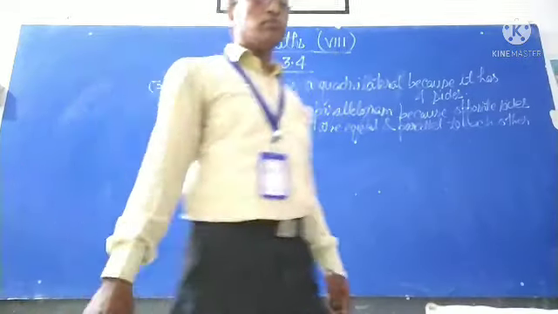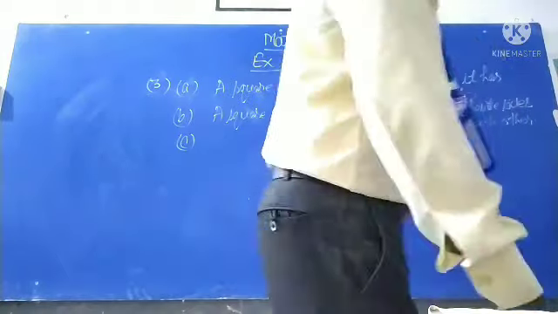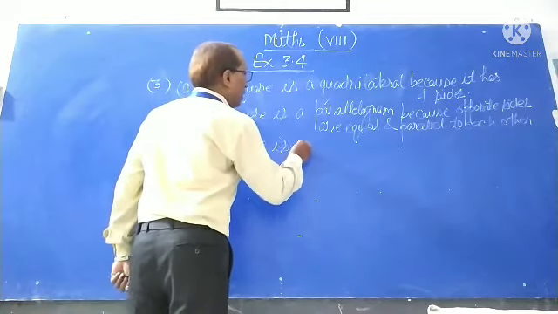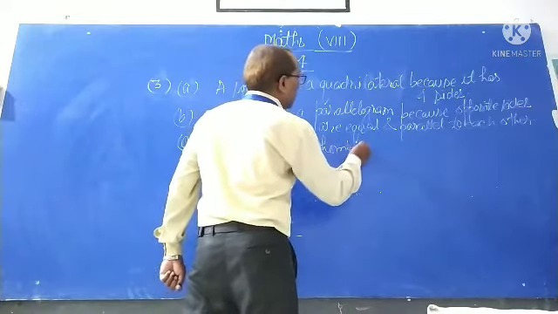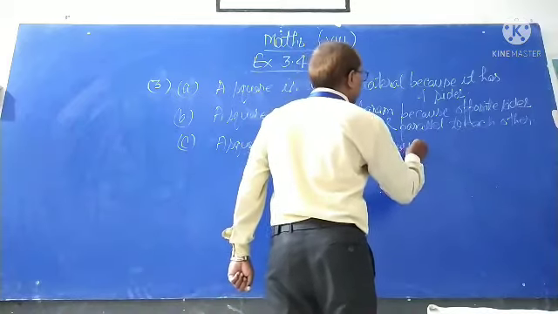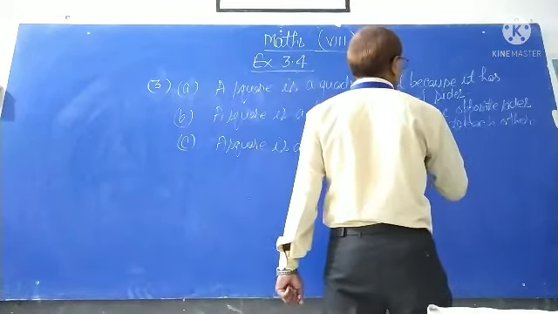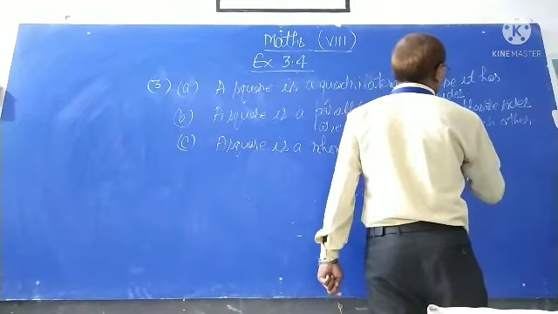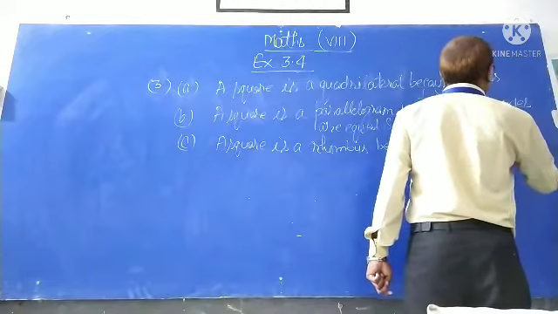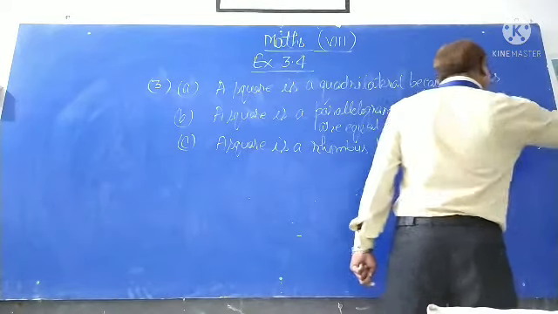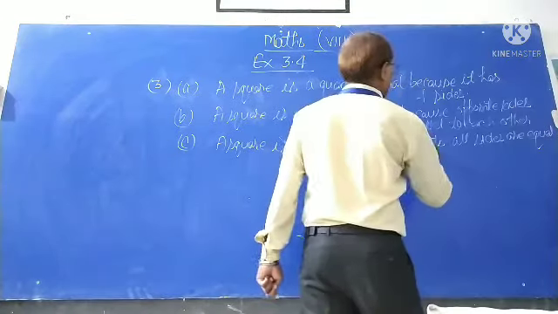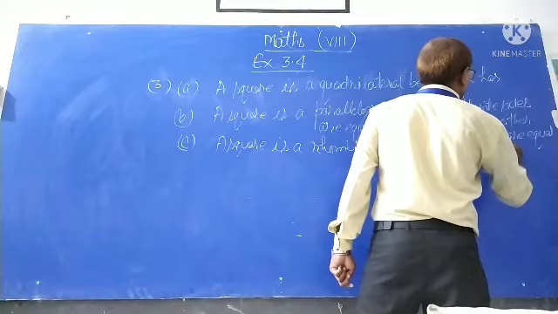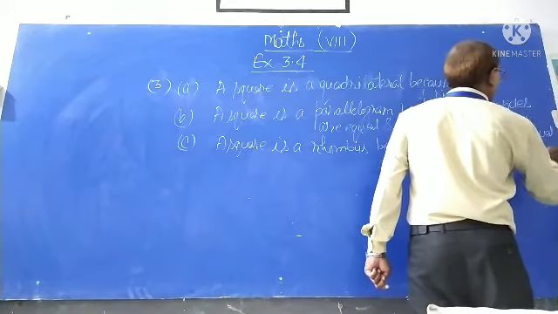See, a square is a rhombus. A square is a rhombus because all its sides are equal, and it follows the property of a parallelogram.